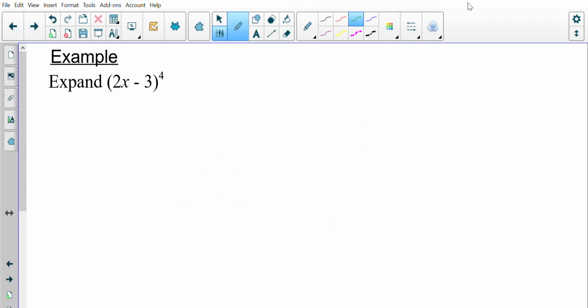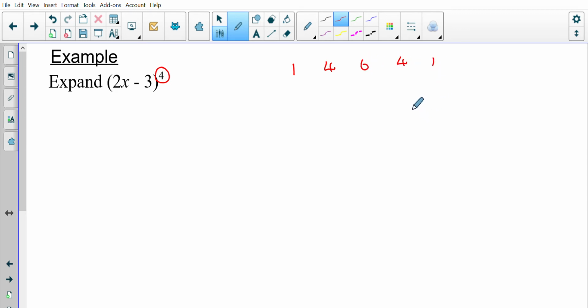Right, let's go through this example here now. So now we've got a 2x at the front of our brackets and just a number 3 as the second term of the brackets, but we've got a minus in the middle that we need to take care of as well. So first thing to spot is that we've got a power of 4. So if we went back to Pascal's triangle, we'd see that our row 4 was 1, 4, 6, 4, 1. So that's going to give me my coefficients.